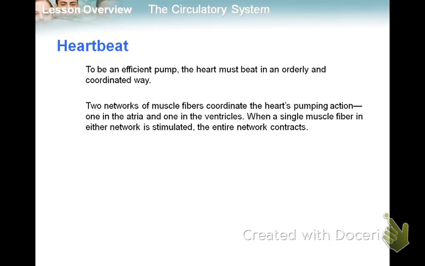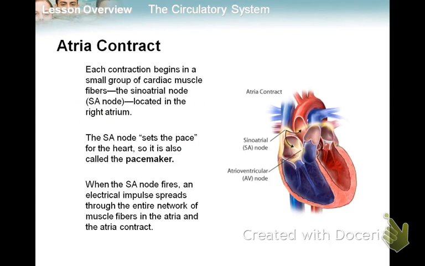The heartbeat is coordinated in a very specific way so that it's efficient. There are two networks of muscle fibers that coordinate this, one in the atria and one in the ventricles. Each contraction begins in a small group of cardiac fibers, the SA node, the sinoatrial node, which you see right here in the right atrium. This is sometimes called the pacemaker of the heart because it determines the heartbeat and how fast it's going.